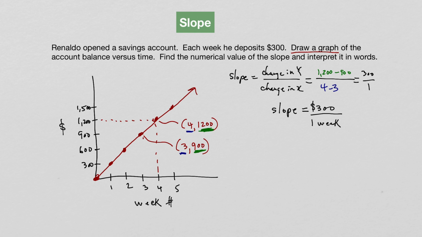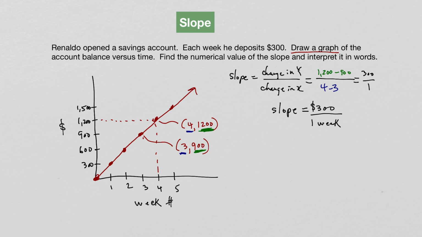The reason it's $300 per 1 week is because the change in y is expressed in dollars, so that's our $300, and the change in x is expressed in weeks. And since the difference between the 2 points is 1 week, we have a change in x as 1 week.